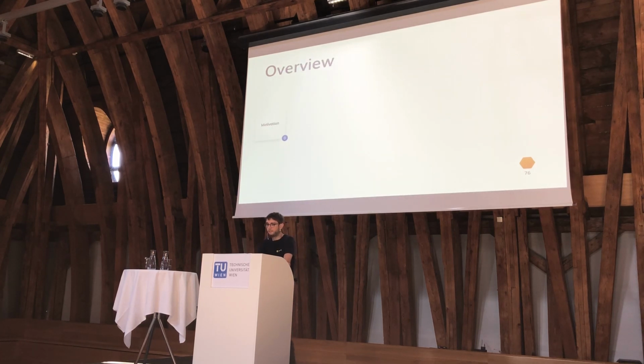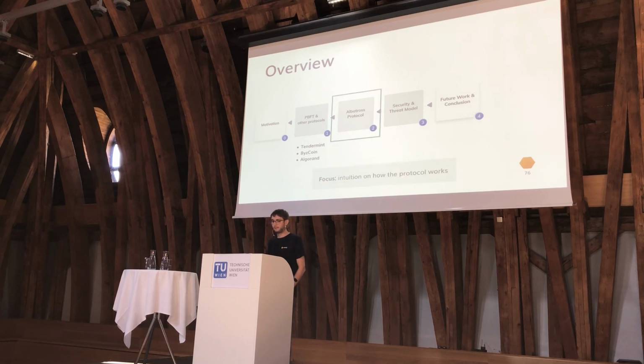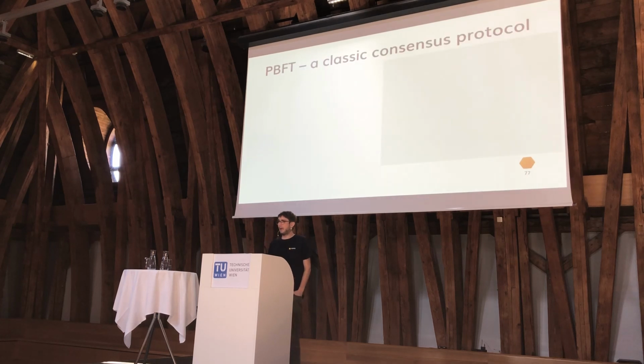So, a quick overview of this part of the talk. I already gave you some motivation. I'll also have a look again at other consensus protocols, mainly Tendermint, Bitcoin, and Algorand, and I think you've heard of some of them before during this school, so I hope this is some kind of recap. After that, I'll talk about our own protocol, the Albatross protocol. I'll also discuss the security and the threat model, and conclude with some future work that we're working on. During part number 2, the Albatross protocol, I will focus mainly on the intuition of how the protocol works, but we also have a paper out there on preprint that goes into all the nitty-gritty details.